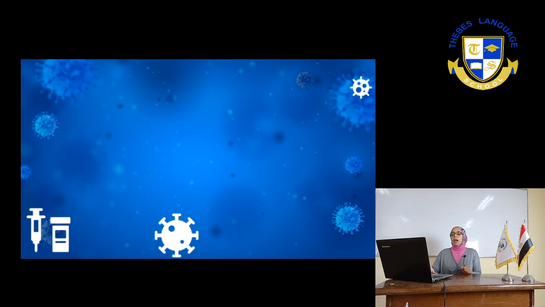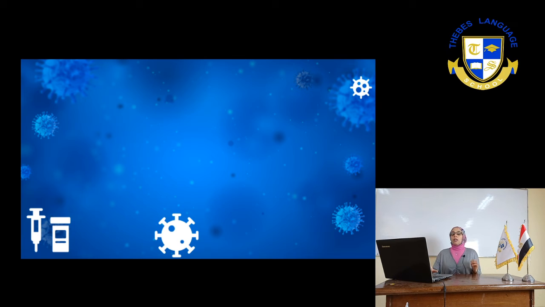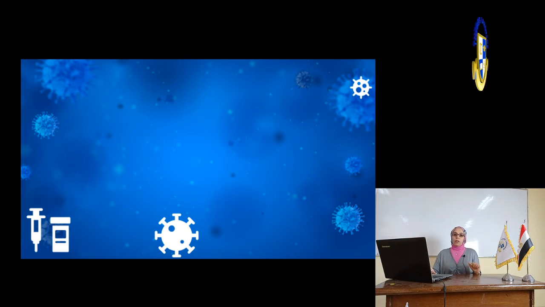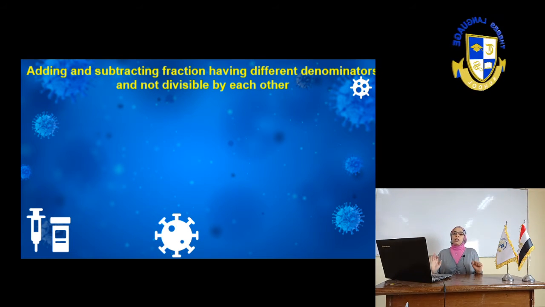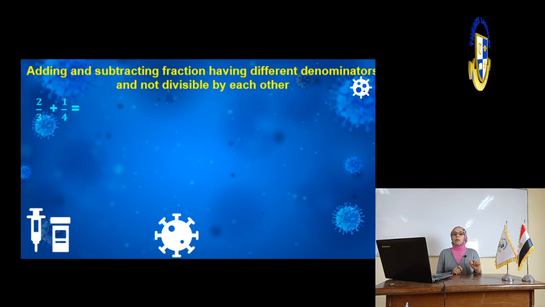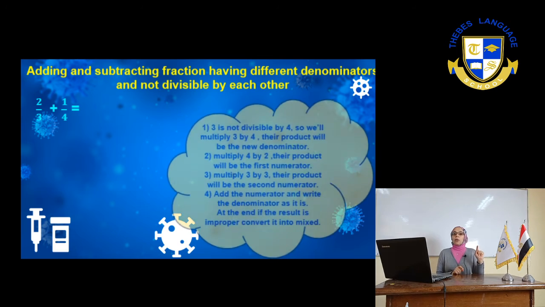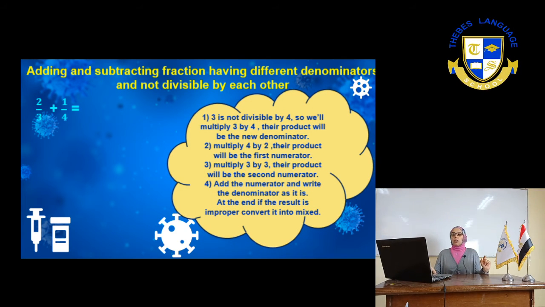This is adding or subtracting a fraction with a different denominator, but the denominators are divisible by each other. But if it isn't divisible, such as 2 over 3 plus 1 over 4, go to the smaller denominator, which is 3. Can we make 3 into 4? No, we can't. So what can I do?